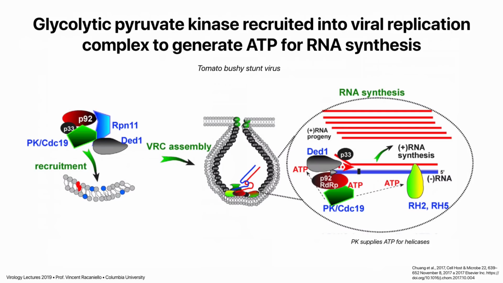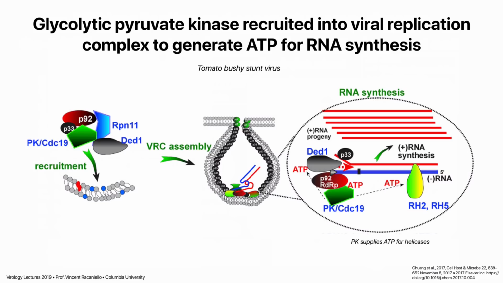And the last example I find is a great summary of everything I've told you in a way. This is a plant virus, tomato bushy stunt virus, where it recruits an enzyme into these vesicles to make ATP needed for RNA synthesis. And so this virus in plants induces the synthesis of vesicles, RNA vesicles made of membranes. You can see that in the middle here. And inside of those vesicles, the RNA synthesis occurs.